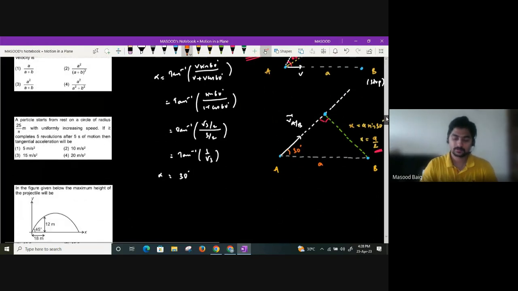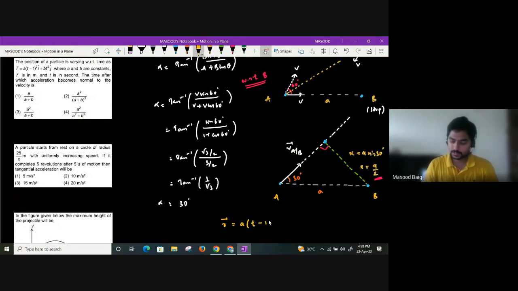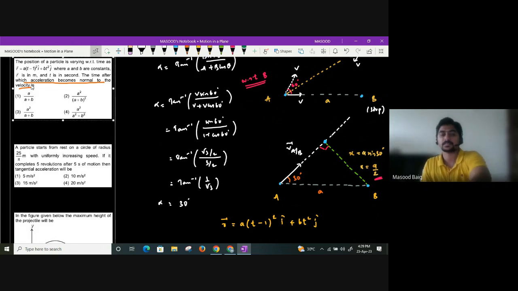Position is given. So for us, the position vector is given as A into (t minus 1) whole square i cap plus b t square j cap. They're asking the time after which acceleration becomes normal to the velocity. Acceleration is becoming what? Normal to the velocity.